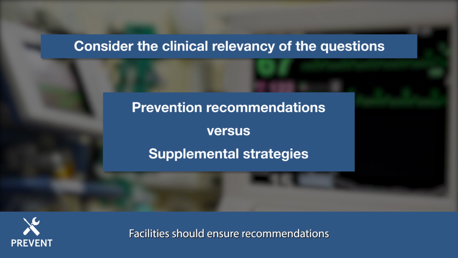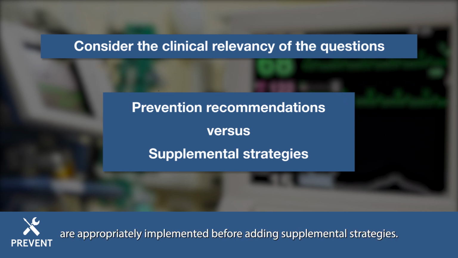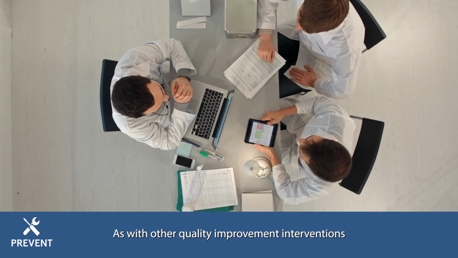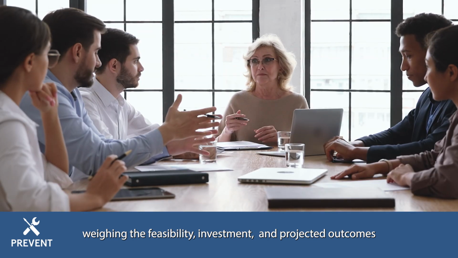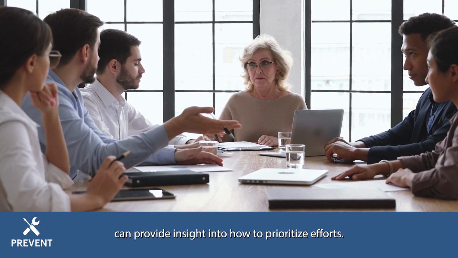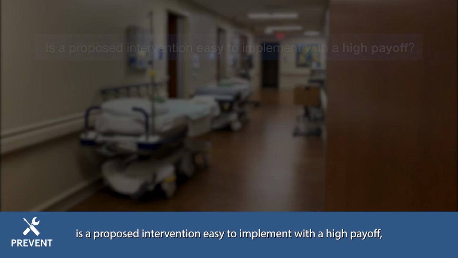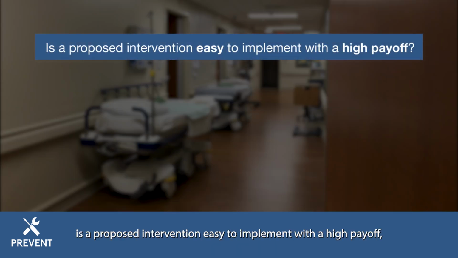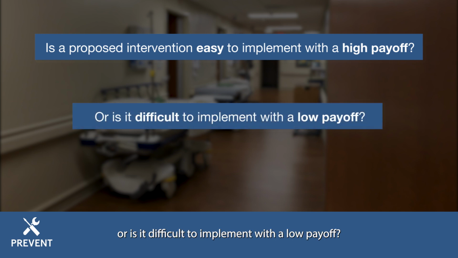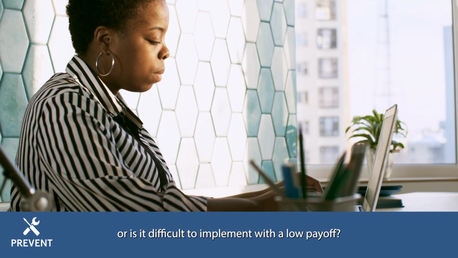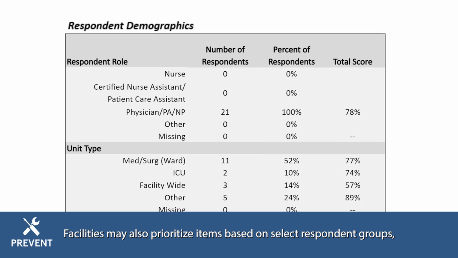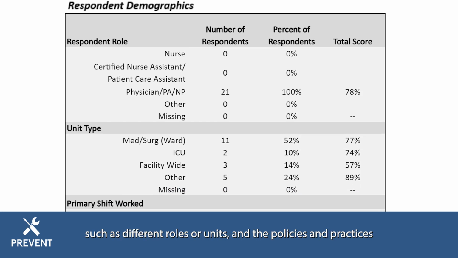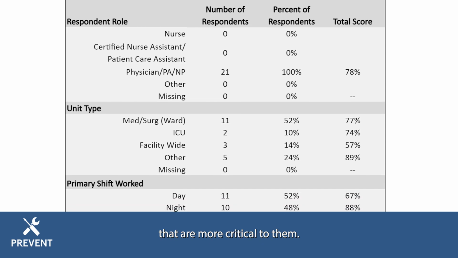Facilities should ensure recommendations are appropriately implemented before adding supplemental strategies. As with other quality improvement interventions, weighing the feasibility, investment, and projected outcomes can provide insight into how to prioritize efforts. For example, is a proposed intervention easy to implement with a high payoff, or is it difficult to implement with a low payoff? Facilities may also prioritize items based on select respondent groups, such as different roles or units, and the policies and practices that are more critical to them.